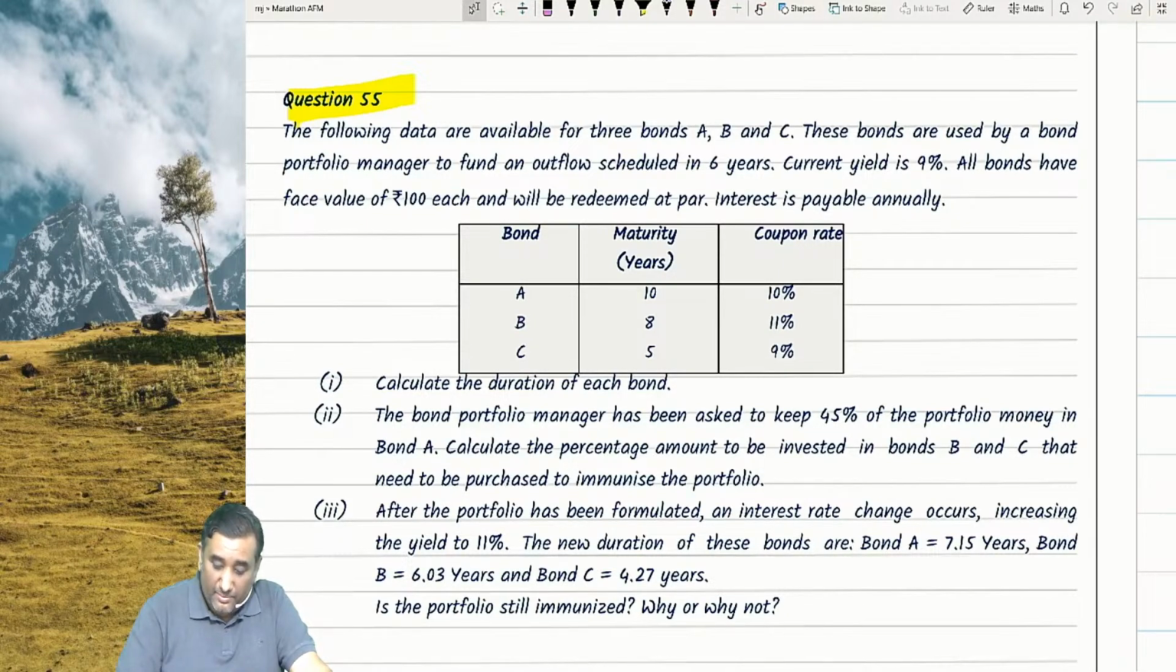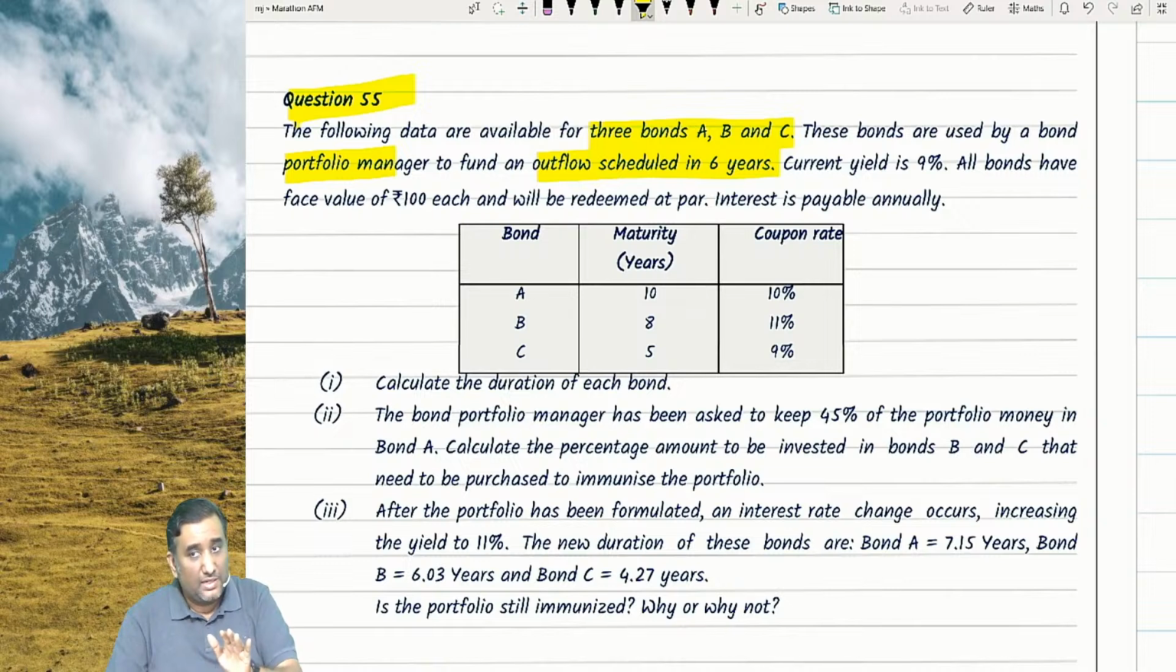The following data are available for 3 bonds A, B, C. These bonds are used by a bond portfolio manager to fund an outflow schedule in 6 years. Actually, this is the exact reason. The portfolio manager, it could be a pension fund also, knows there will be an outflow after 3 years, 4 years. And we do not know how the fluctuation will come.